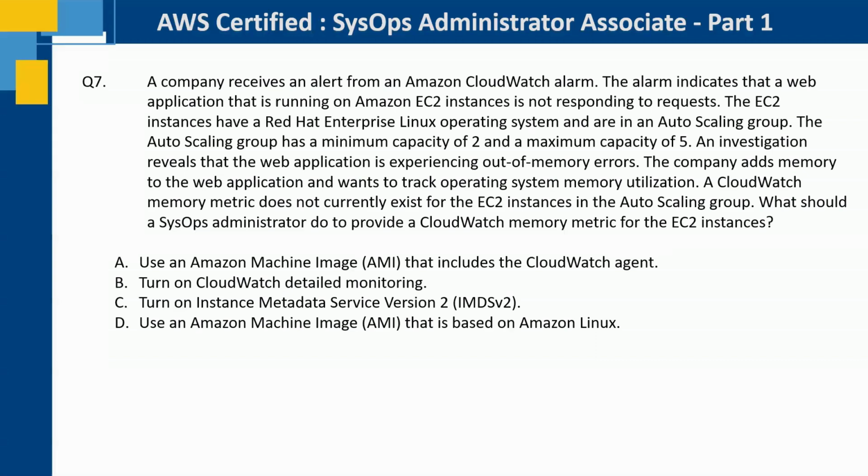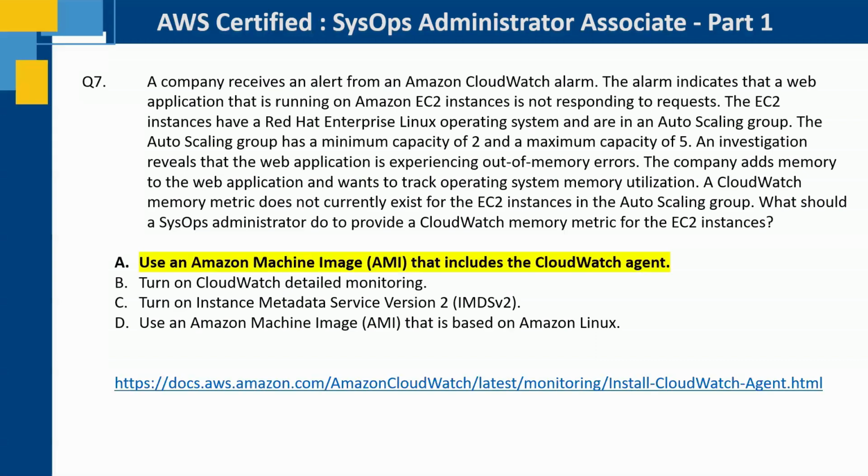Using an AMI that already includes the CloudWatch agent simplifies this setup. Now folks, let's understand why other options are incorrect. Turning on CloudWatch detailed monitoring enables 1-minute frequency for basic EC2 metrics like CPU, disk, and network. Turning on instance metadata service version 2 improves security for instance metadata access. And friends, Amazon Linux does not include the CloudWatch agent by default. You will still need to install and configure the CloudWatch agent manually.